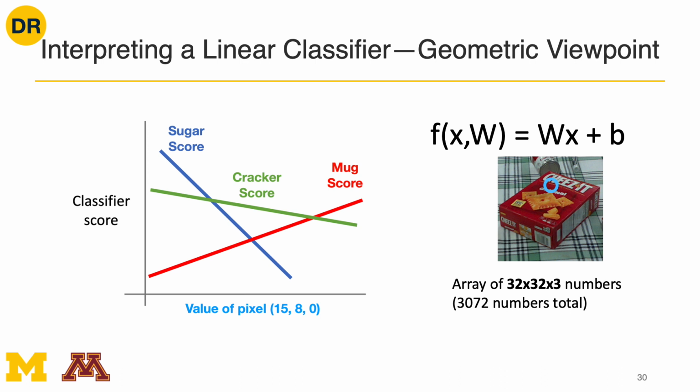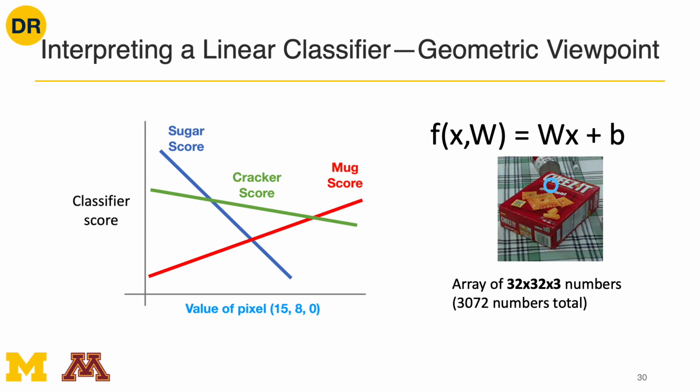Right. So one way that we can think about this is as follows. Let's say, in this plot, what we're showing here is we've picked one pixel. So let's say the pixel at the 15th column, the 8th row, and then the 0th color channel of our image of the cracker box here. And that's the horizontal axis. It's just the value of the intensity of that one pixel as you increase it or decrease it. On the vertical axis, then, what we're showing is the classifier score and how the classifier score would change as the intensity of that pixel changes.